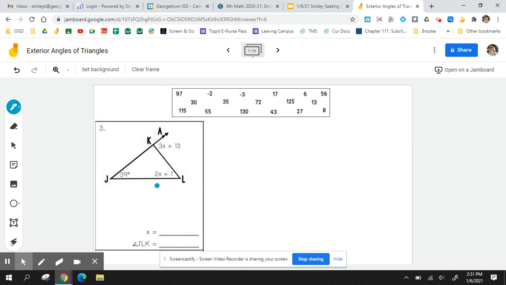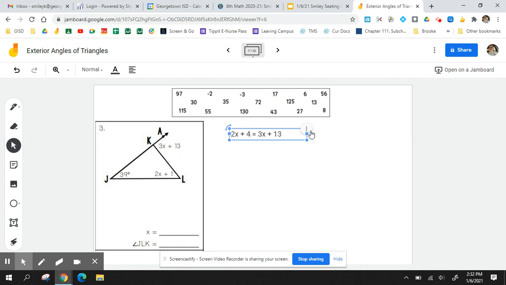So we have two interiors. Those are going to equal to this one, just like the last have. So we're going to have 2x plus 1 plus 39 equals 3x plus 13. Now, before I go and do this, remember that 1 plus 39, I can go ahead and combine that.